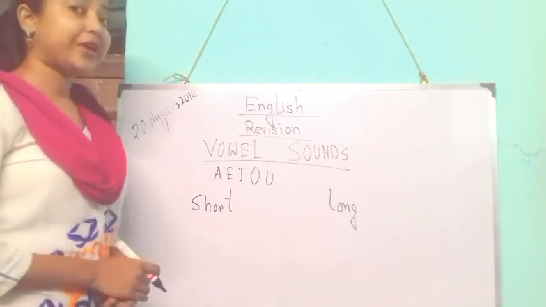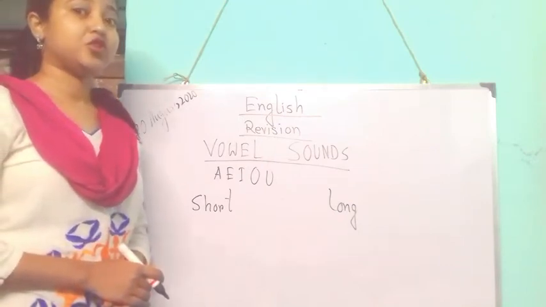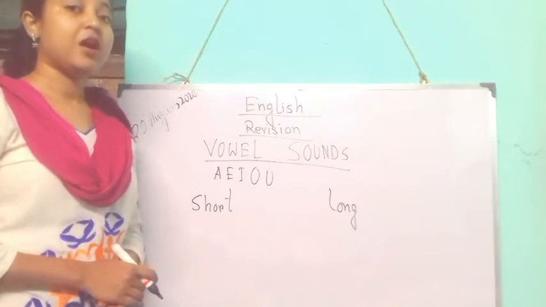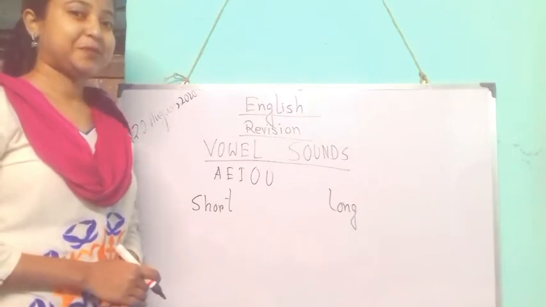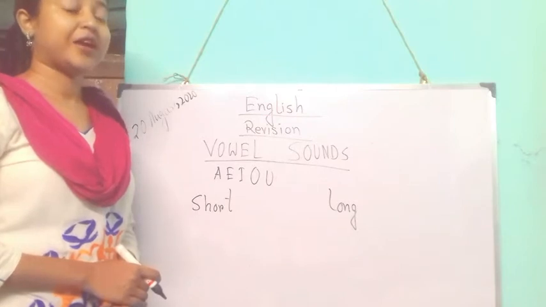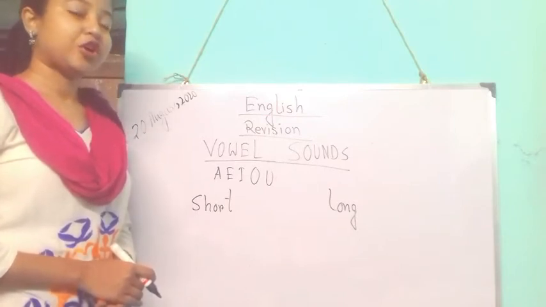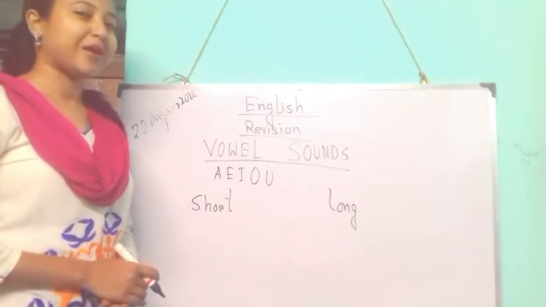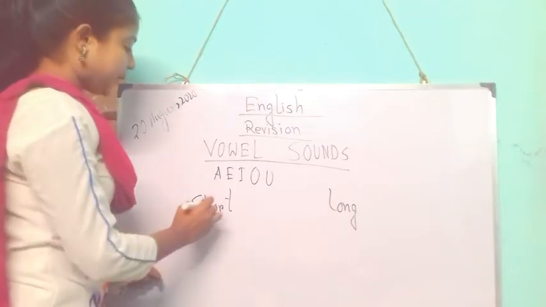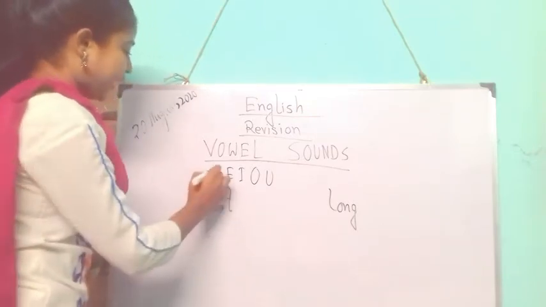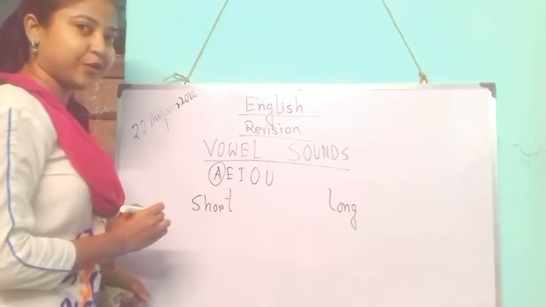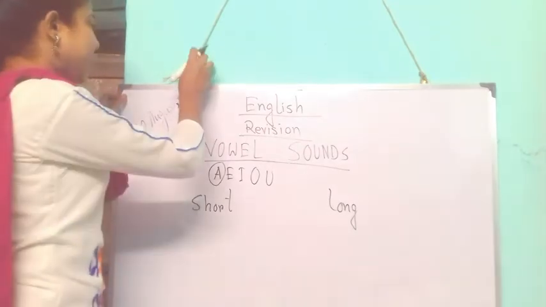Now, how can we differentiate a vowel? Is it a short sound or a long sound? How can we identify that? Now we'll learn how we can easily identify a short sounding vowel or a long sounding vowel. Okay? See, in a short sounding word, today we will learn about A only.